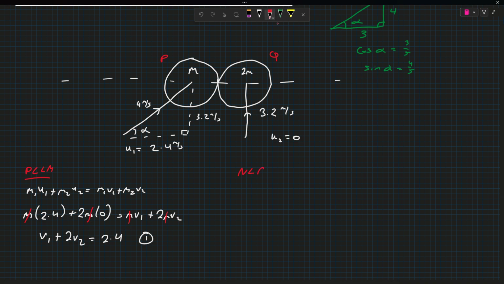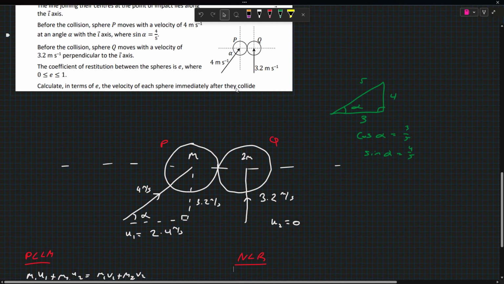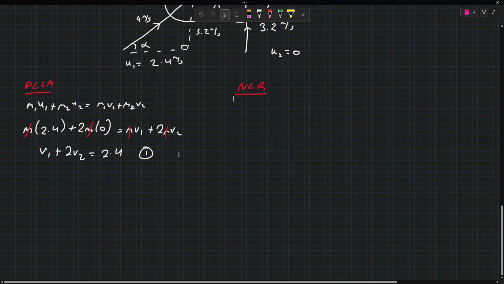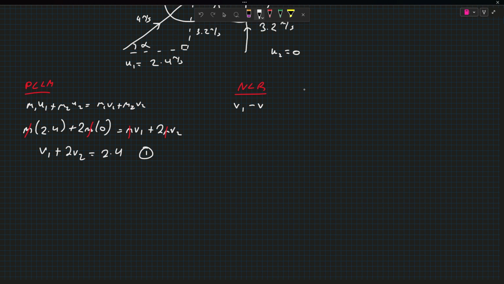Next we have Newton's law of restitution. Now we're actually not given what the coefficient of restitution is, so we just have to do it generally. V1 minus V2 is minus E times, now U1 minus U2 would be 2.4 minus 0. So V1 minus V2 is minus 2.4E. And this is equation number 2.